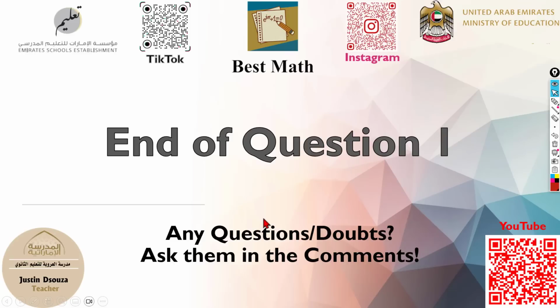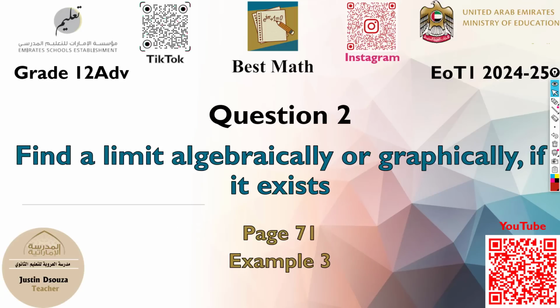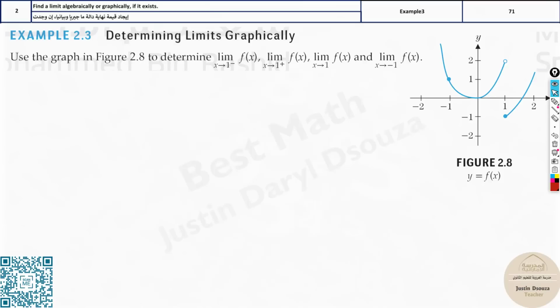All these problems can be easily done by shortcut methods just in your calculator. Since it is all choice questions, you can go with any method, whichever you find easy. It's up to you. Moving on to the second question, it is to find the limit graphically. Here you have been given this graph and they have asked you to find the limit at 1 minus.